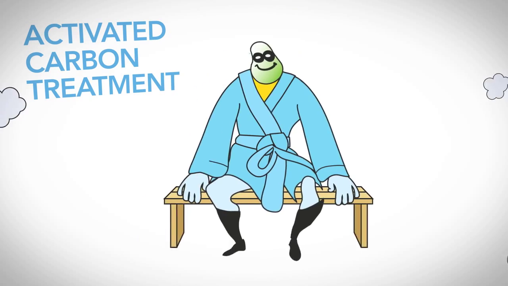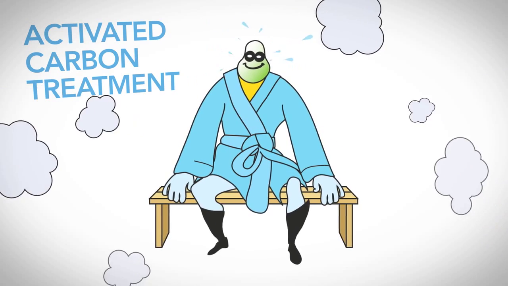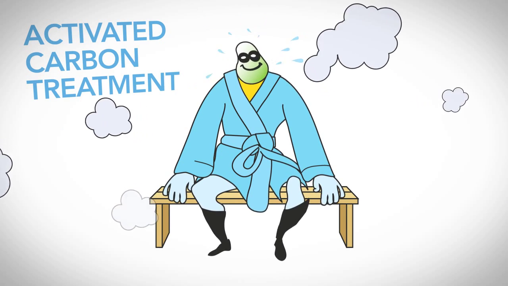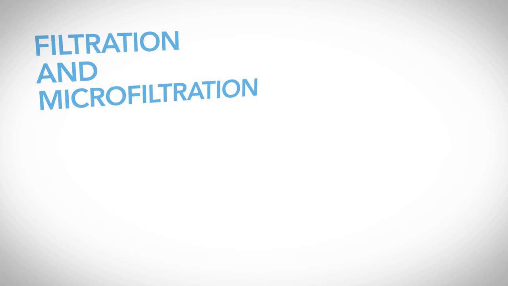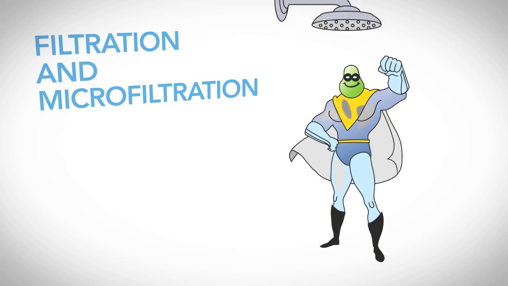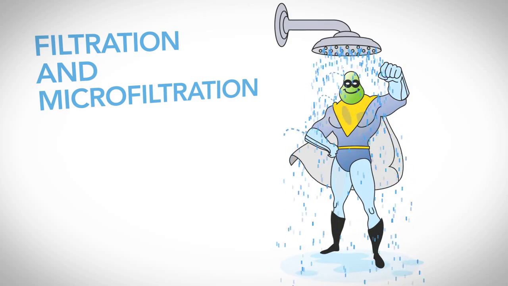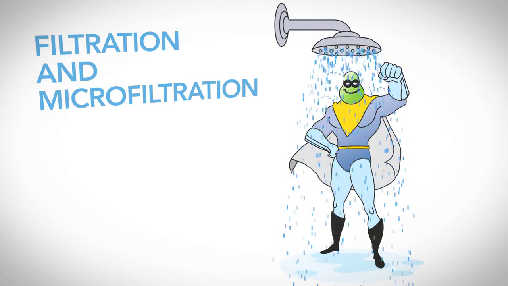Activated carbon treatment. Any residual soluble impurities are eliminated by adsorption onto activated carbon particles. Filtration and microfiltration. The purified solution is filtered using a filter press to remove the activated carbon and then microfiltered.